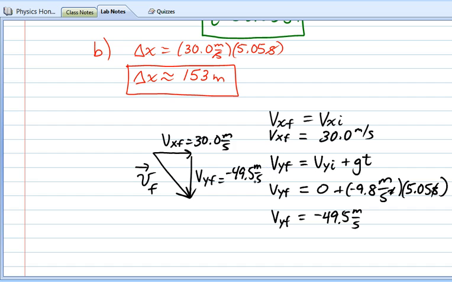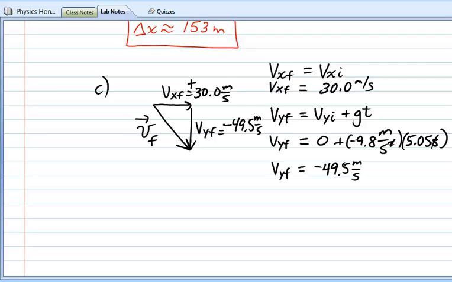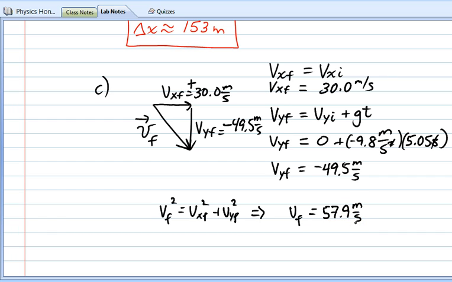Now if you look at our diagram, hopefully this makes sense, part C by the way, that the x velocity is positive because it's to the right, and the y velocity is negative because it's down. Okay, so now we know how to combine these and get the hypotenuse by now. Okay, and so v final squared is vx final squared plus vy final squared. So that means that v final is equal to about 57.9 meters per second. Pause and try this on your calculator if you don't believe me. I'm just doing 30 squared plus 49.5 squared.